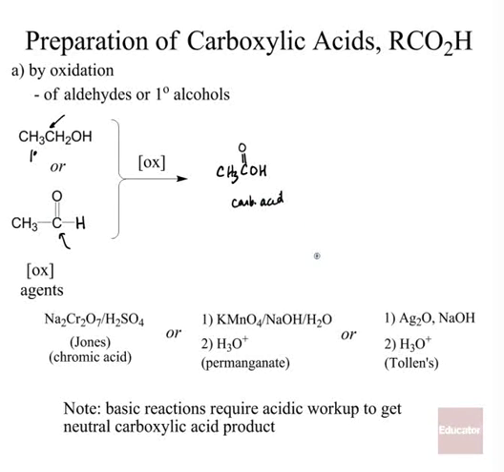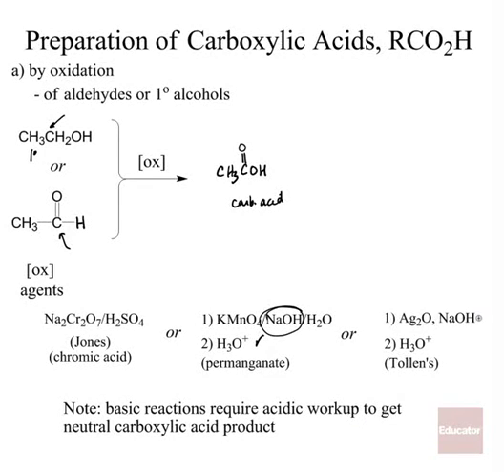What are examples of strong oxidizing agents? Things like our Jones oxidation, chromic acid, so sodium dichromate and H2SO4, or KMnO4, permanganate, and base is very good. But notice, because we have base here, what's going to happen to the carboxylic acid product as it's formed? It will be deprotonated, and so if you want the neutral product when you're all done, you have to do an H3O+ workup. That's just a little note down here: basic reactions require an acidic workup if you want to get the neutral carboxylic acid product out.